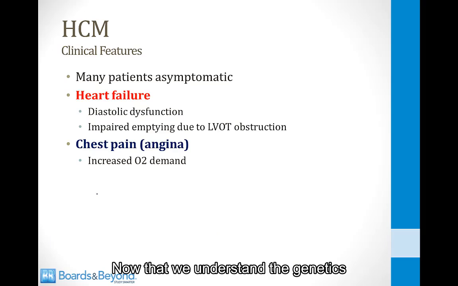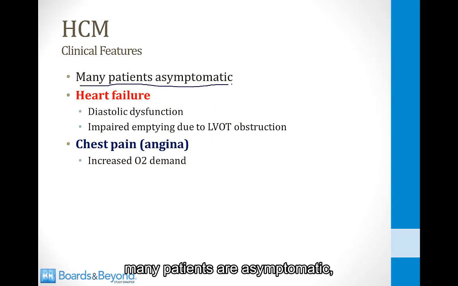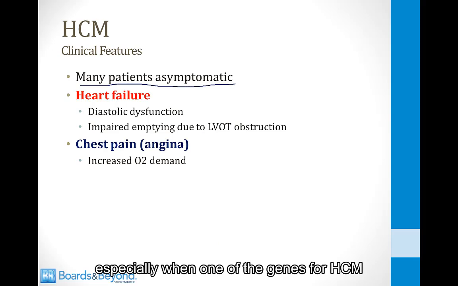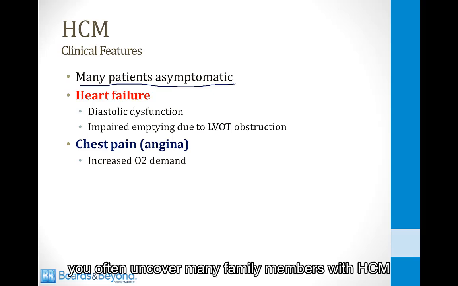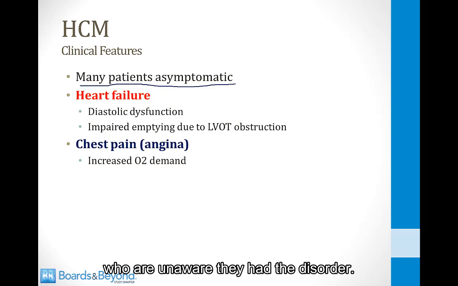Now that we understand the genetics and the histology of HCM, let's talk about the clinical features. First of all, you should be aware that many patients are asymptomatic, especially when one of the genes for HCM is identified in a family and family members are screened. You often uncover many family members with HCM who were unaware they had the disorder. When symptoms do develop, they can include heart failure.